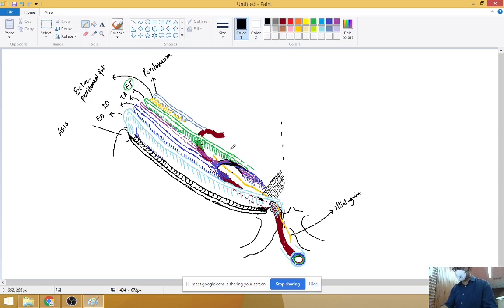I'll move forward. So this is the general peritoneal cavity. Okay, this is the general peritoneal cavity.